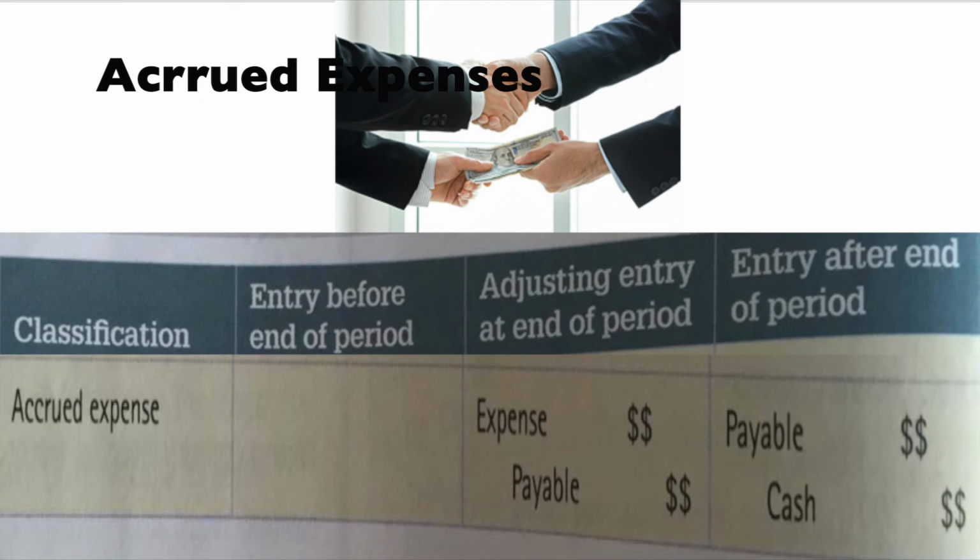Accrued expenses is where the expense is incurred and payment is made after. For example, businesses pay their employees after their employees have provided labour. This is seen in the adjusting entry where expenses are debited as the employees have performed labour and payable is credited as the company owes its employees for this work. The entry after the end of the period shows the payable being debited as the company has paid their employees' salaries, thus cash will be credited as it is decreasing.